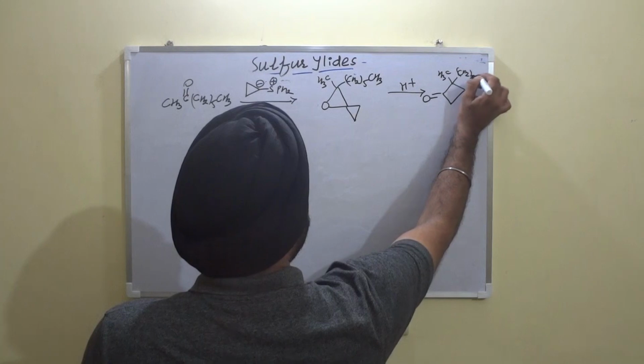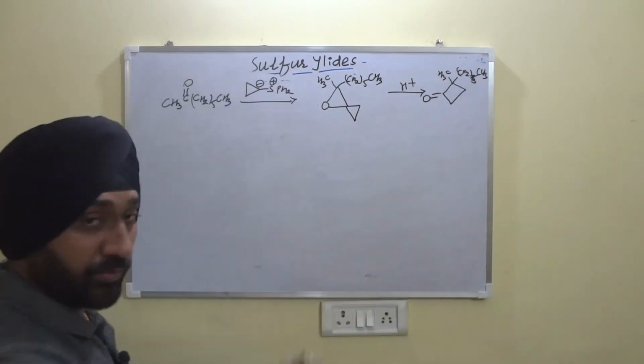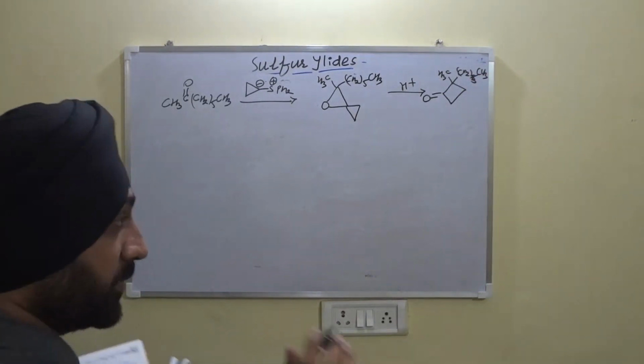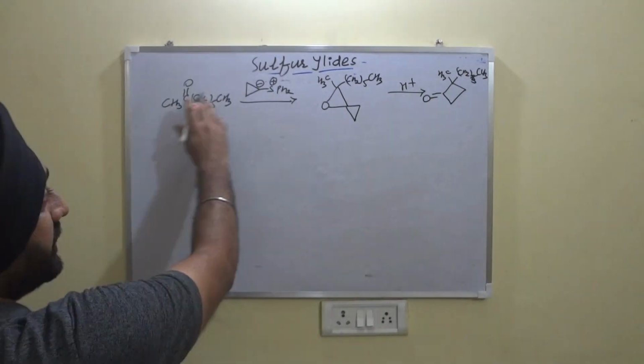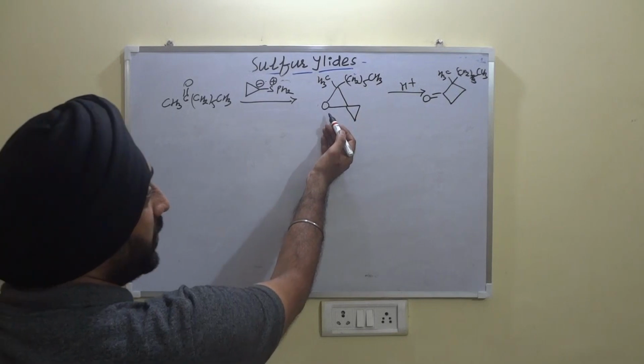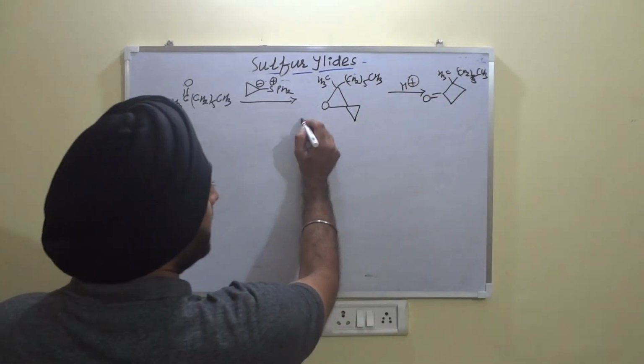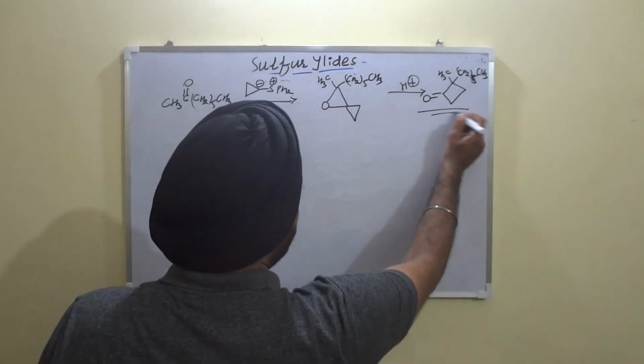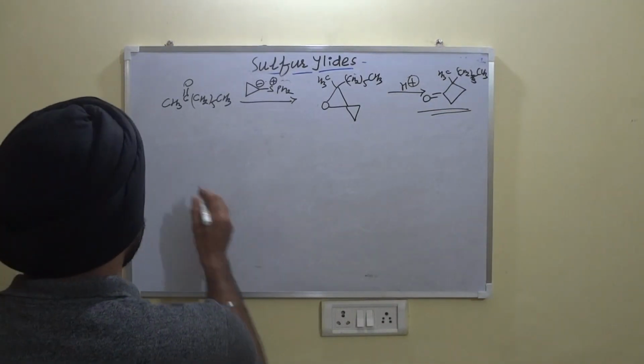So this is a very important question from exam point of view. This is very, very important that you must keep in mind. When you have this and treat it with the ylide, we know it forms the epoxide, and under acidic condition, the ring expansion takes place and we get this four membered product.